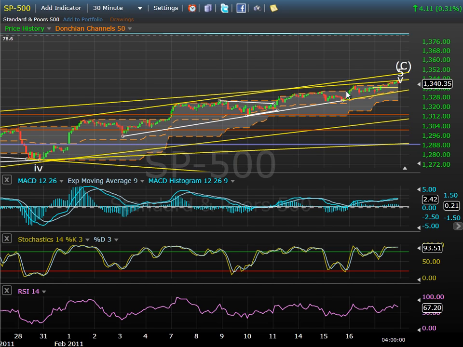However, I think it's probably more likely that we're seeing the wave structure that I laid out to you on February 14. That would have us conclude a fourth wave triangle at this level and be working on that fifth wave still. But there are interpretations that would have us conclude the rally at today's peak. I just think it's a little less probable.